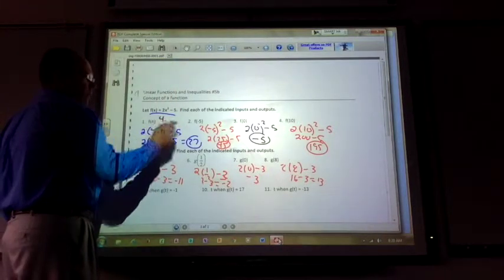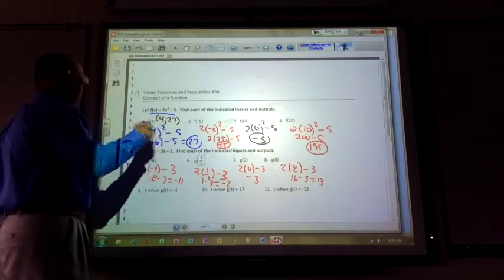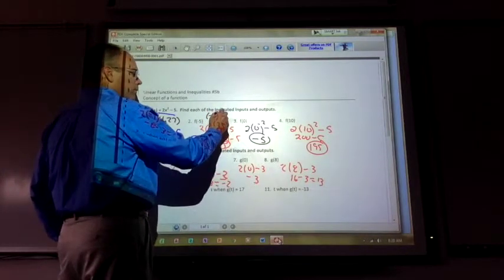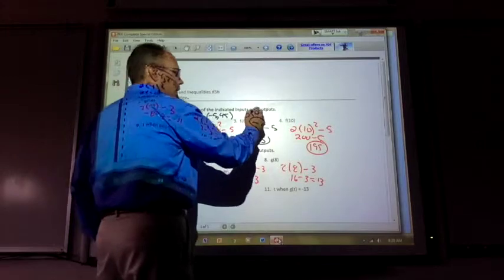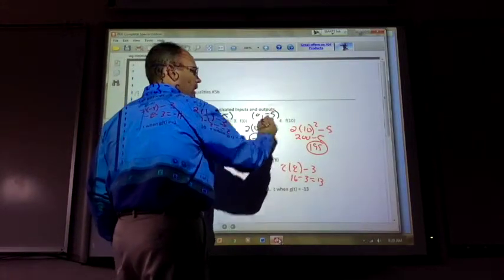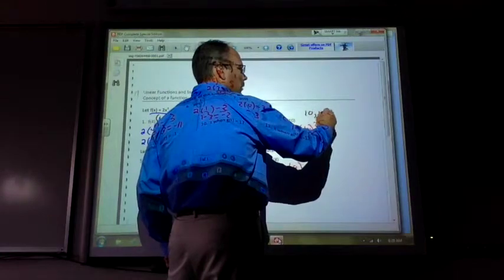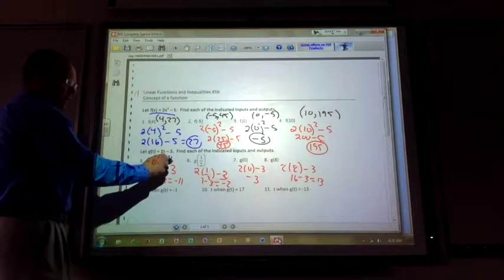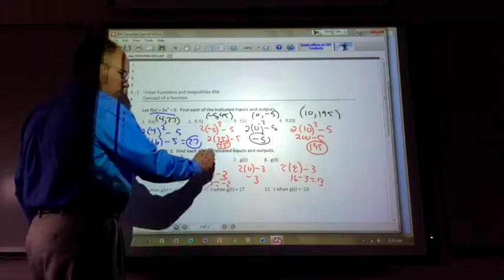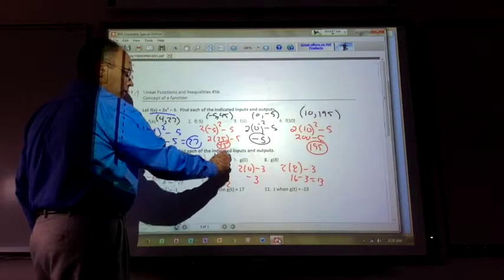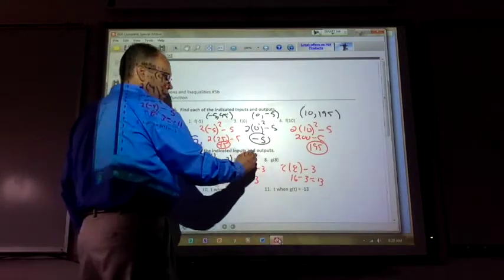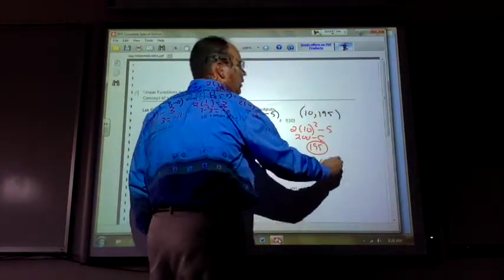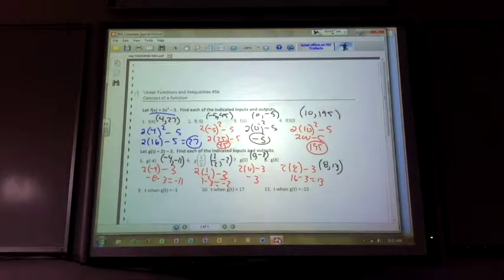One other thing I wanted to point out to you all. This yields me the point (4, 27), okay, which is a point on the graph. This yields me the point (-5, 45). This gives me the point (0, -5), and this gives me the point (10, 195). This gives me the point (-4, -11). This gives me the point (1/2, -2). This gives me the point (0, -3). This gives me the point (8, 13). Is that all okay?